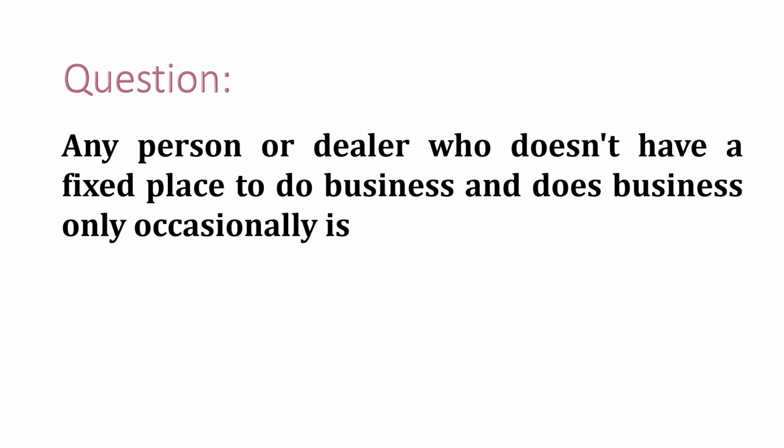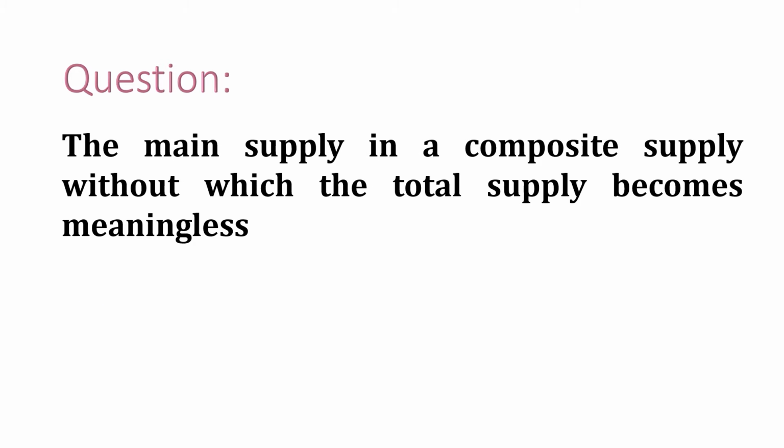Next question. Any person or dealer who does not have a fixed place to do business and does business only occasionally is called or classified as what? The answer is non-resident dealer. Next question. The main supply in a composite supply without which the total supply becomes meaningless. And the answer is principal supply.